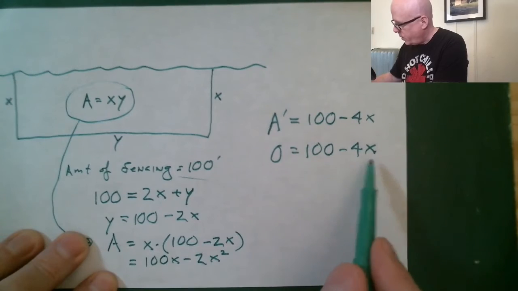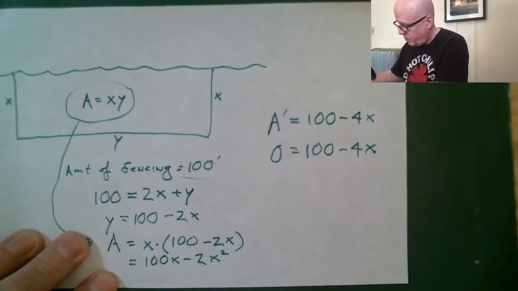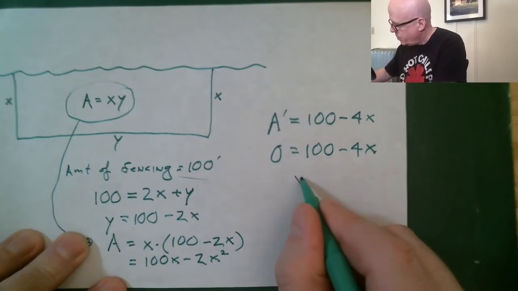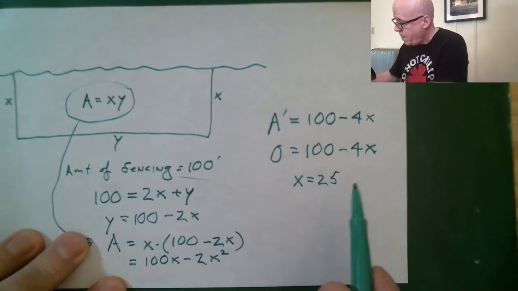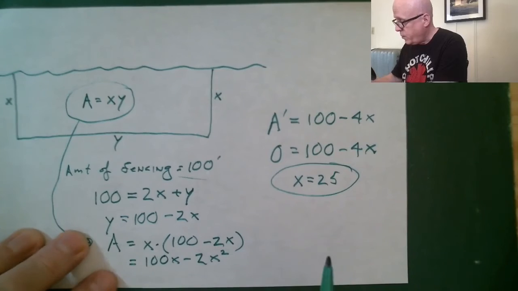4 times 25 would be 100, and then 100 minus 100 would be 0. So you can just spot the solution there, x equals 25. And it's unique in this case. x equals 25 is our answer. Well, then what's y?